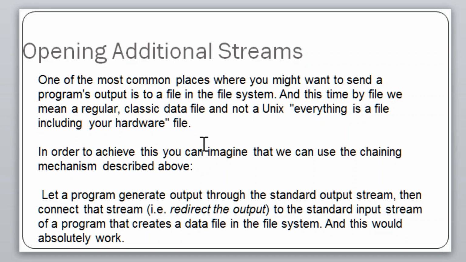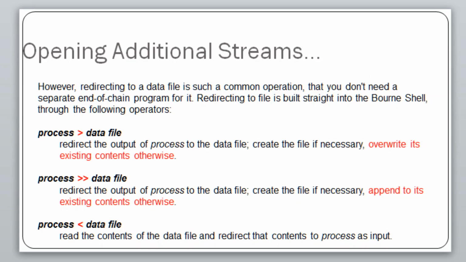In order to achieve this, we can use the chaining mechanism described above. We can let a program generate output through the standard output stream, then redirect that output to the standard input stream of a program that creates a data file in the file system, and this would absolutely work. However, redirecting to a data file is such a common operation that you don't need a separate end-of-chain program for it. Redirecting to a file is built straight into the Bourne shell through the following operators. We have some nifty operators built straight into the shell as a utility. We can use these to redirect input and output.